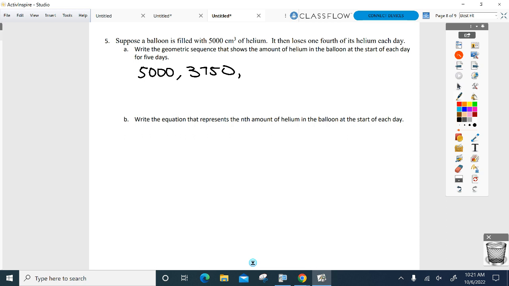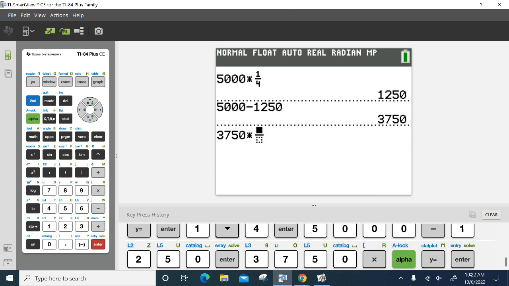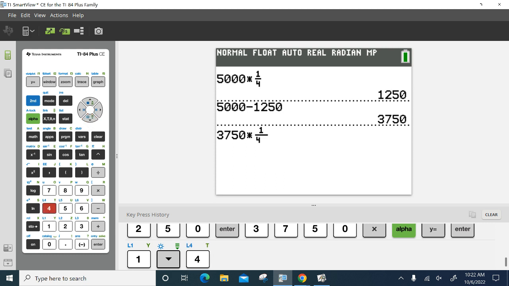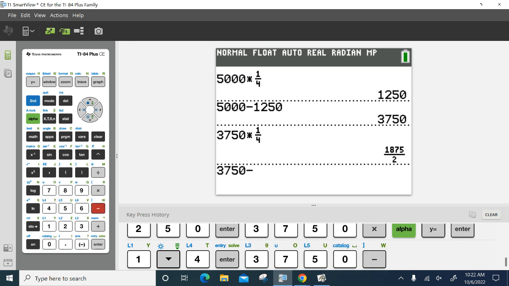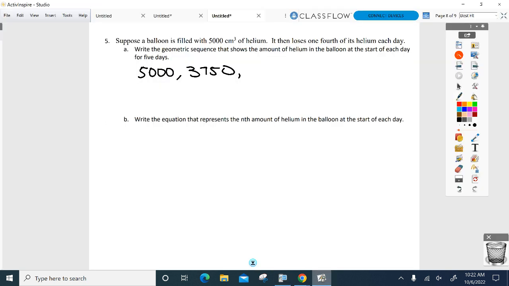What about the next one? 3,750 times 1/4. But again, this is going to tell me how much it loses. So I take that fraction or decimal if you have a decimal in front of you. And that's how much is left. Do I really want to write that? Or should I write it as a decimal? I like the decimal version. You can write that if you want. I'm going to write the decimal version of it. 2,812.5. And then you guys can take it from here to find the last 2 days of helium.